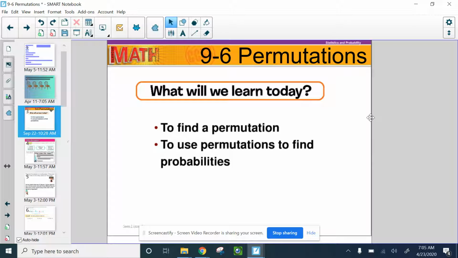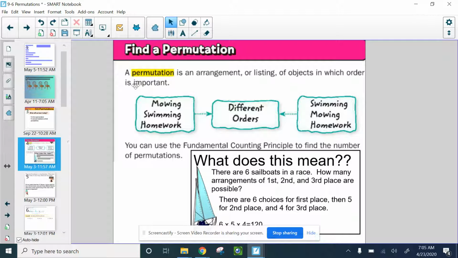Today we're going to learn about permutations. We're going to learn how to find a permutation and how to use that permutation to find probabilities. So to start, we need to talk about what is a permutation. A permutation is an arrangement or listing of objects in which order is important.